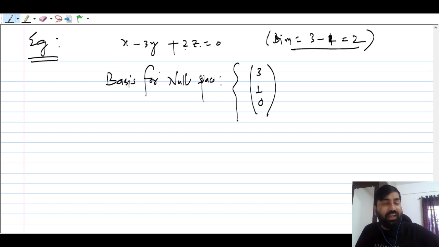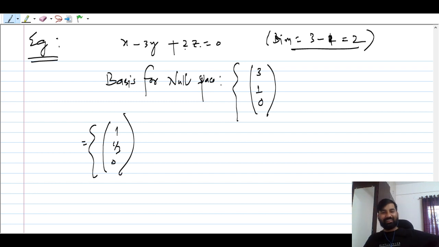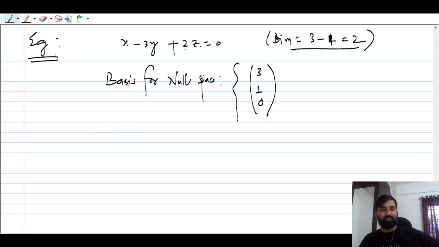And let us take x equal to 1. What is y then? y is going to be 1 by 3, and this is also okay. You can also write the basis like this: x is 1, y is 1 by 3, and z is 0. This is also correct. It depends; if you plug back, it is also going to satisfy. You will always get a non-unique representation in case of infinitely many solutions. I just want to avoid the fractions, that's why I took y equal to 1 and then x equal to minus 3.